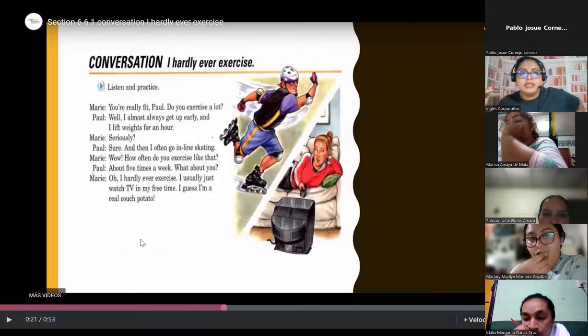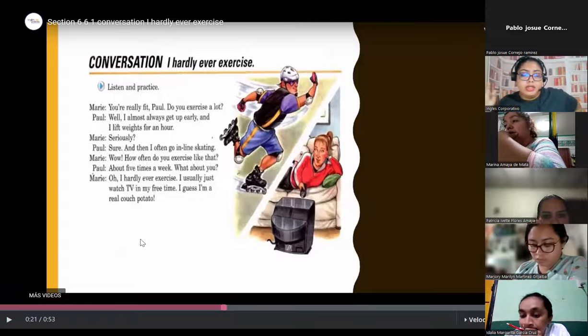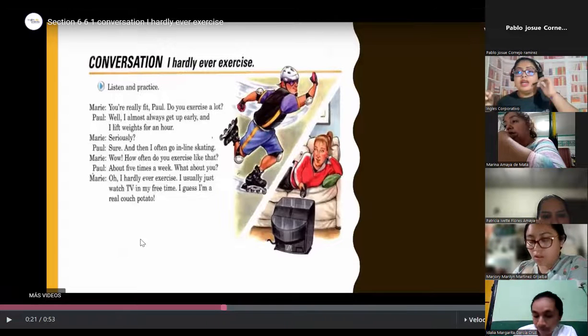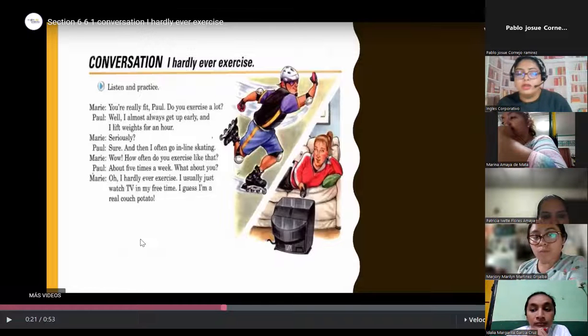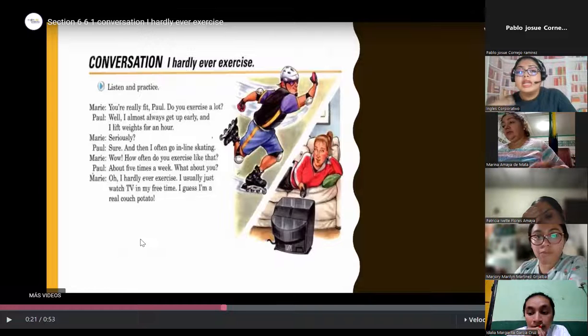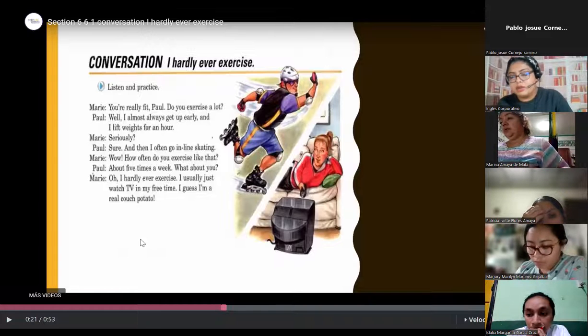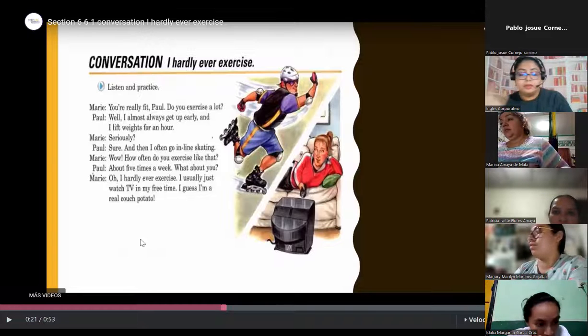Tiene como rutinas bastante establecidas en las que él dice, yo me levanto temprano casi todo el tiempo, levanto pesas, hago ejercicio 5 días a la semana. Y practica diferentes deportes. En el caso de Mary, es una persona que casi nunca hace ejercicio. Ella dice que pues, usualmente se queda en casa viendo la TV. Y es una real couch potato, que es alguien perezoso, ¿verdad? Que no le gusta hacer mucha actividad física.